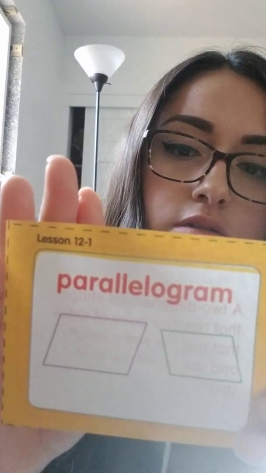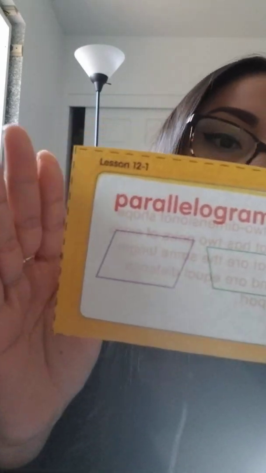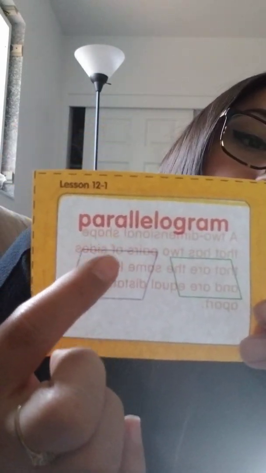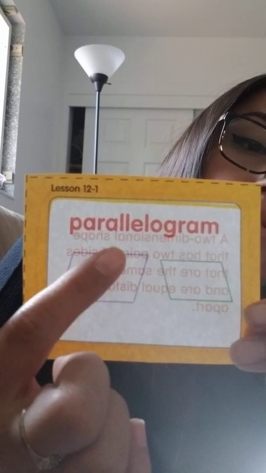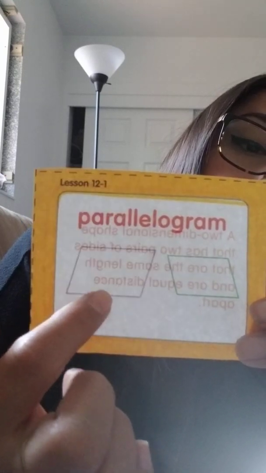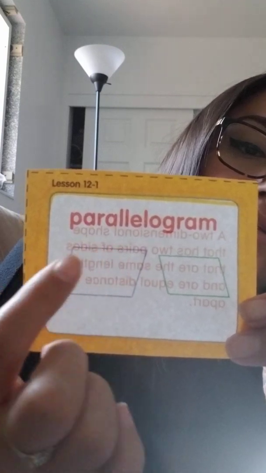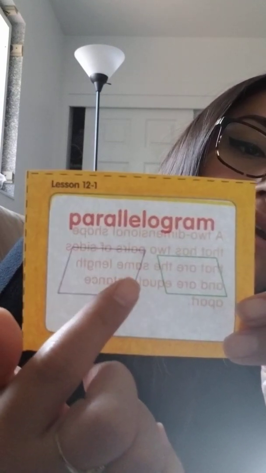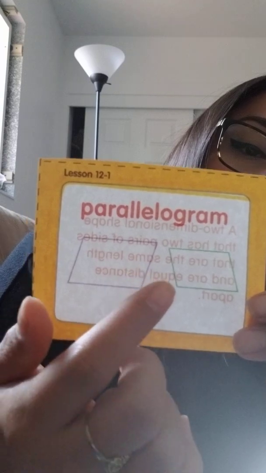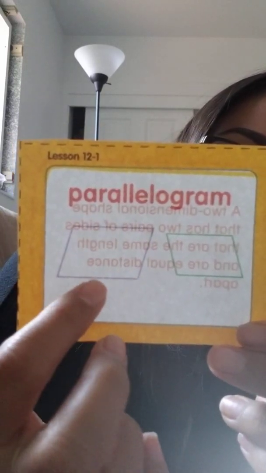A parallelogram. A parallelogram is a 2-dimensional shape that has 2 pairs of sides that are the same length and are equal distance apart. So here you see 1, 2 sides that are the same distance and 1, 2 sides that are the same distance. A square might be a parallelogram and a rectangle, but when you see parallelograms, usually they have them at a little angle like this.